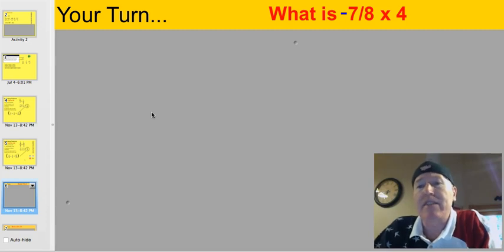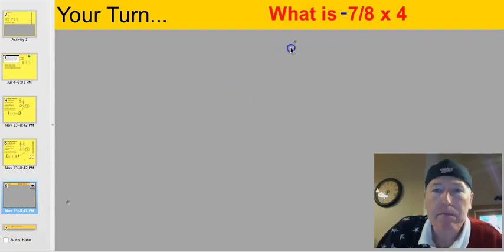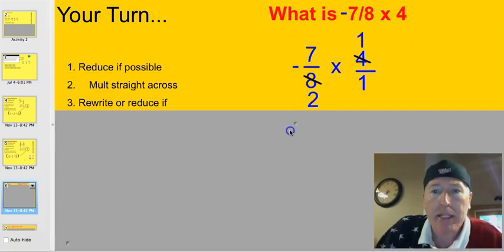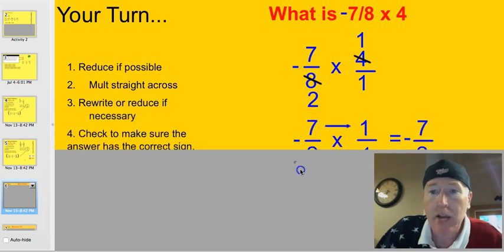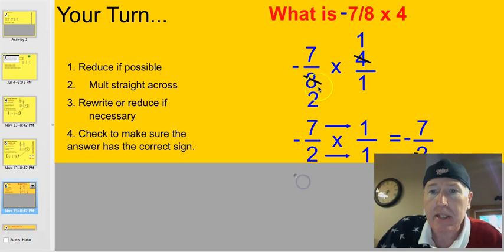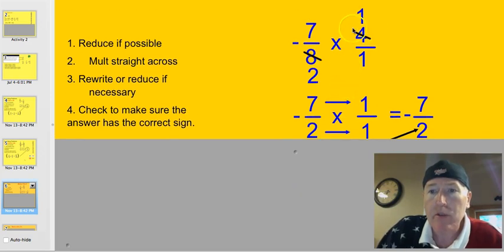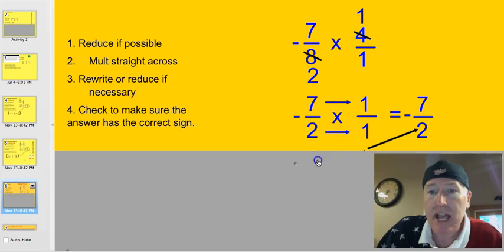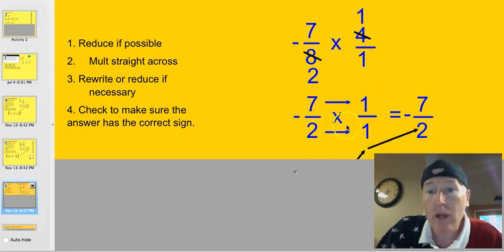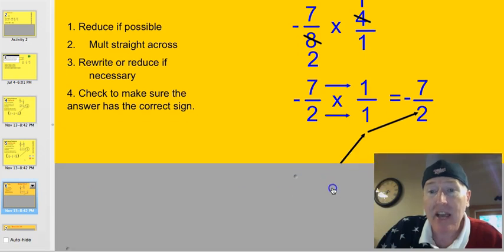What is negative 7/8 times 4? I see that. All right, let's just see how you did. Okay, I set it up negative 7/8 times 4 over 1, just made it into a fraction. I reduced, because I think that's simplest here. Divide by 2, you end up with negative 7/2 over 1, or times 1 over 1, which is really a negative 7/2.